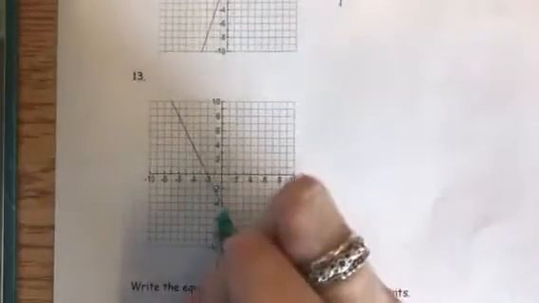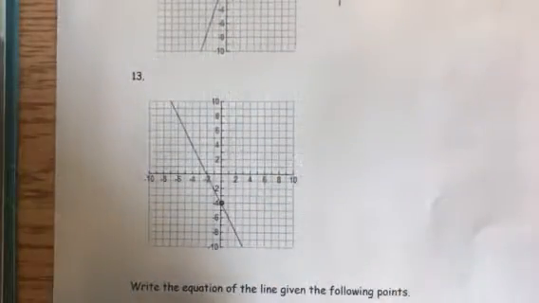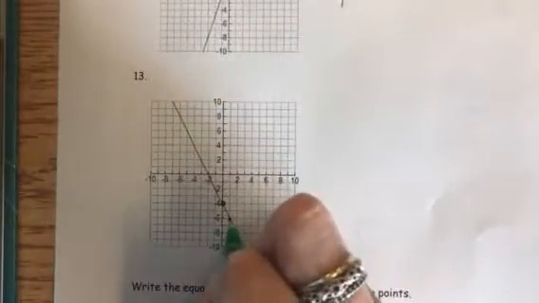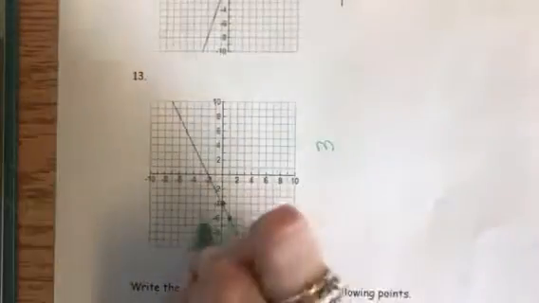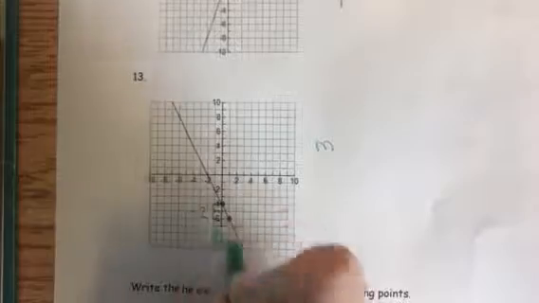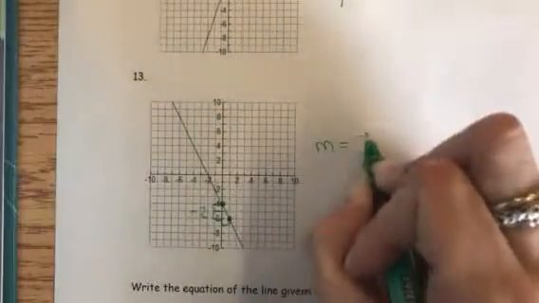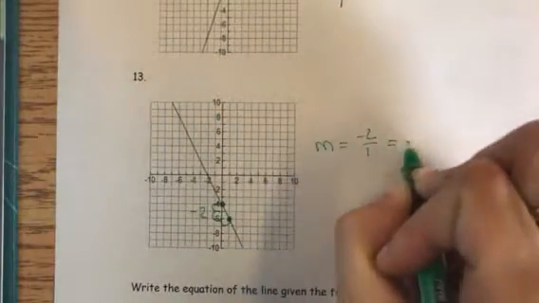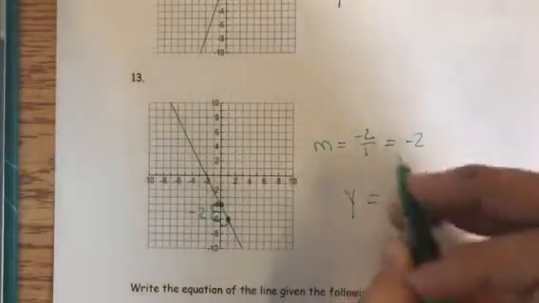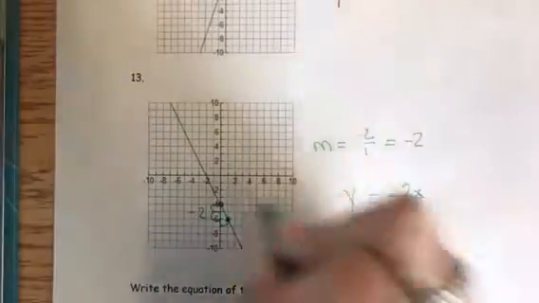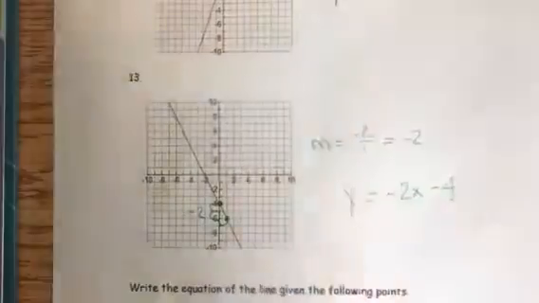Number 13, we have a good b. Our b is at negative 4. There's multiple other good points you could pick, but remember here for the slope, when you count, you're going down 2. So that should count as a negative 2 and then over 1. So we should have a slope of negative 2 over 1, or negative 2. So we'll have y = negative 2x - 4.